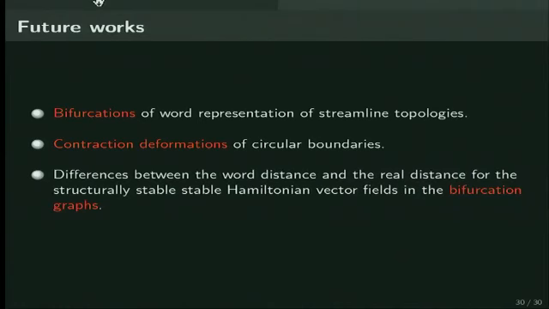So future work. We are now writing the paper on bifurcation and contraction deformation. It's like some island disappears, so how does the flow line change, and like that. We can also consider the bifurcation graph. In the bifurcation graph, a vertex is a structurally stable Hamilton vector field, and an edge is some bifurcation.